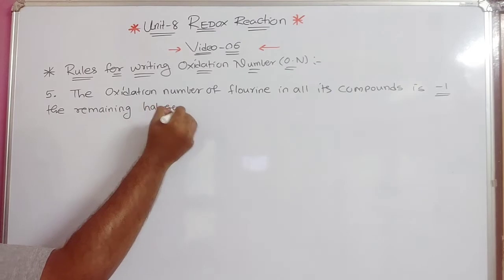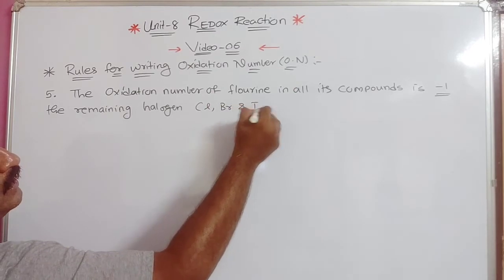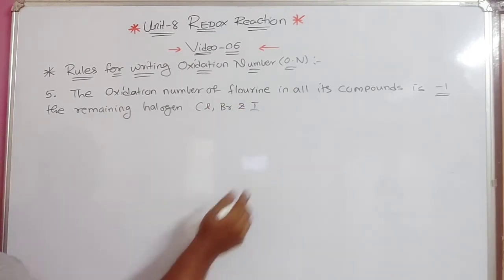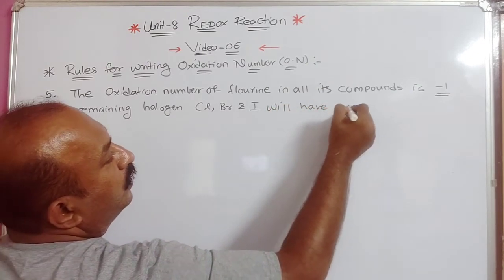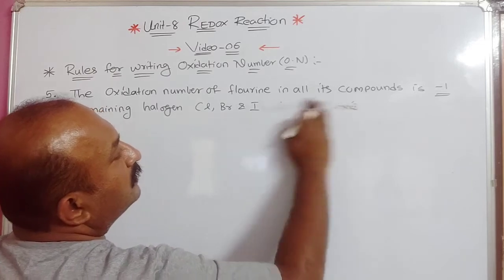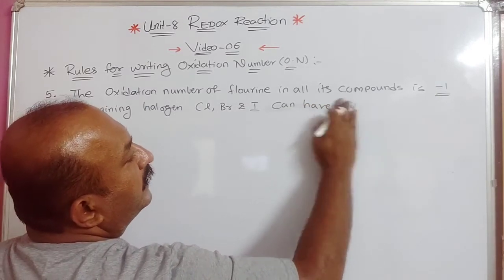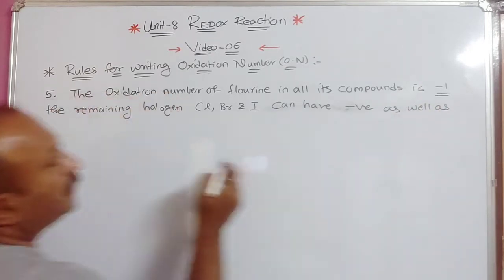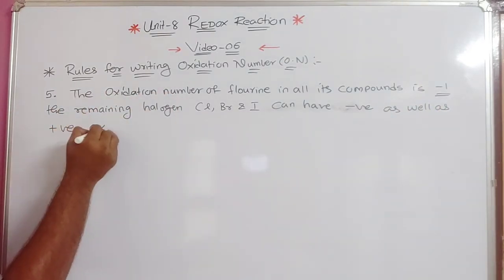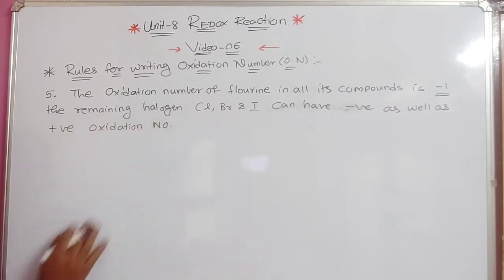halogens, the remaining halogens which are left after fluorine, that is chlorine, bromine and iodine, can have negative as well as positive oxidation number. Understood? Now what is the reason why I am telling you like this?